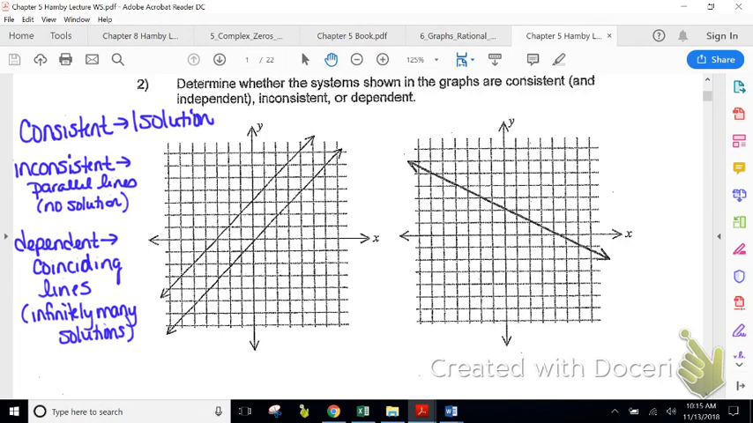Let's look at that first graph there. So what is its solution? No solution, which means it is inconsistent. And what about the second one? Coinciding. They're the coinciding lines, which means they have infinitely many solutions. Is it consistent, inconsistent, or dependent? Dependent. Yeah, this one is dependent.